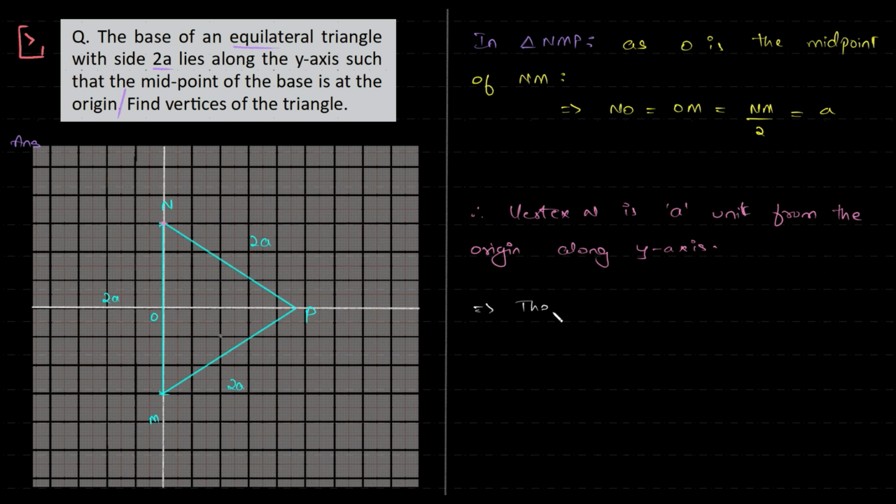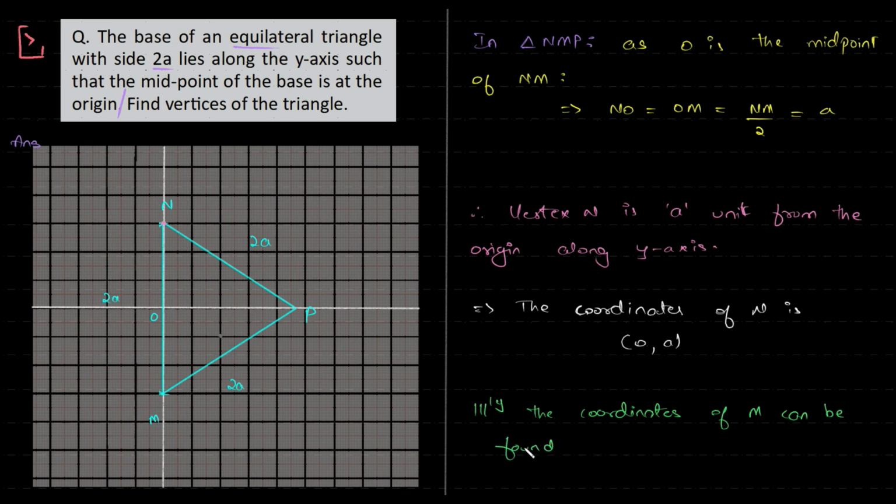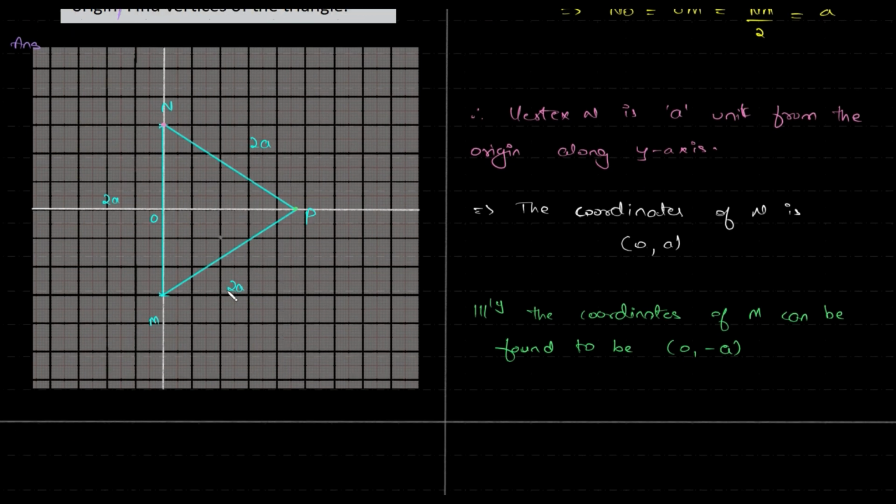From this we can infer that the coordinates of N is 0 comma a. It's neither left or right, it's just up. Now similarly, the coordinates of M can be found to be 0 comma minus a. Right? Hope that made sense. Now we just have to think about the point P.